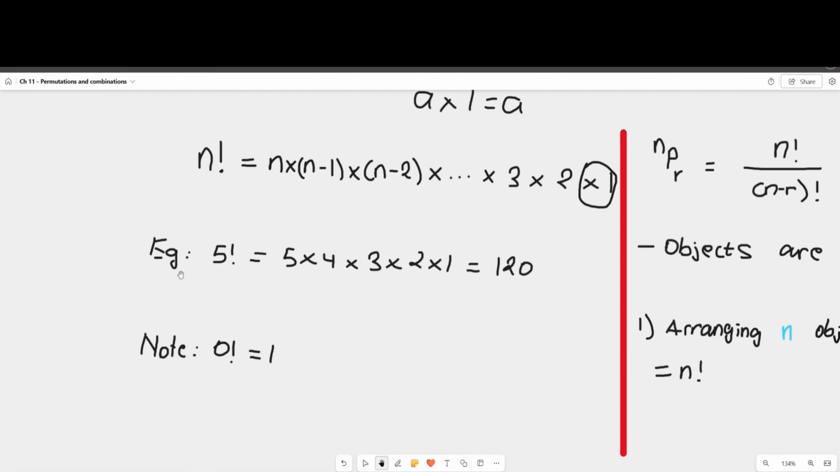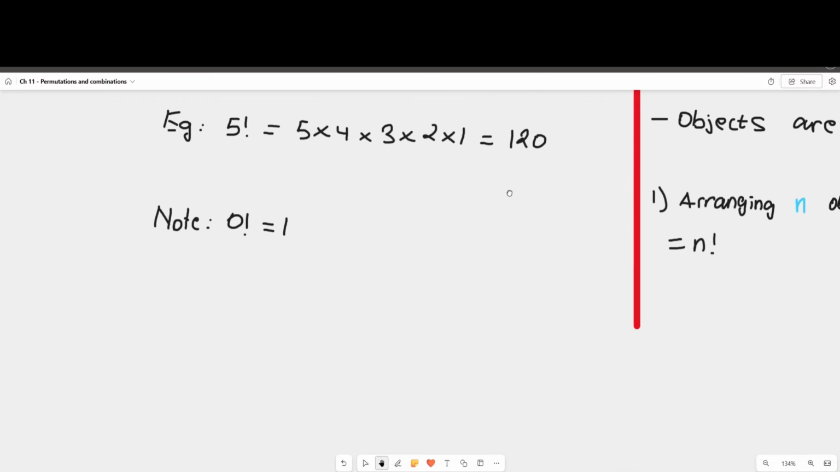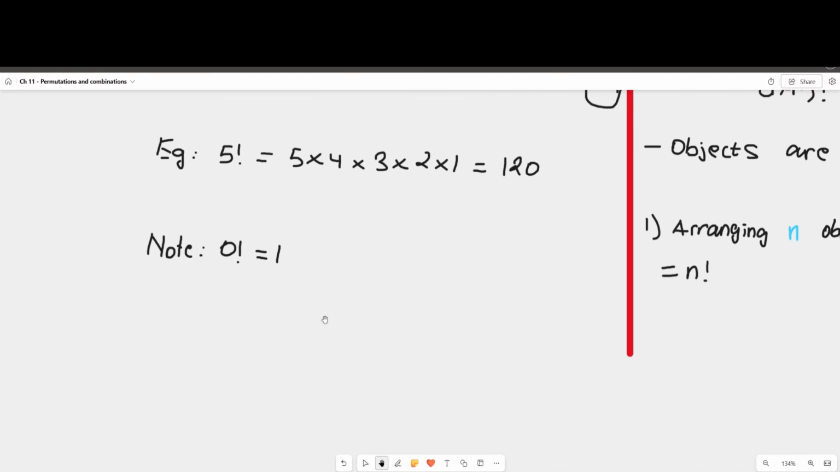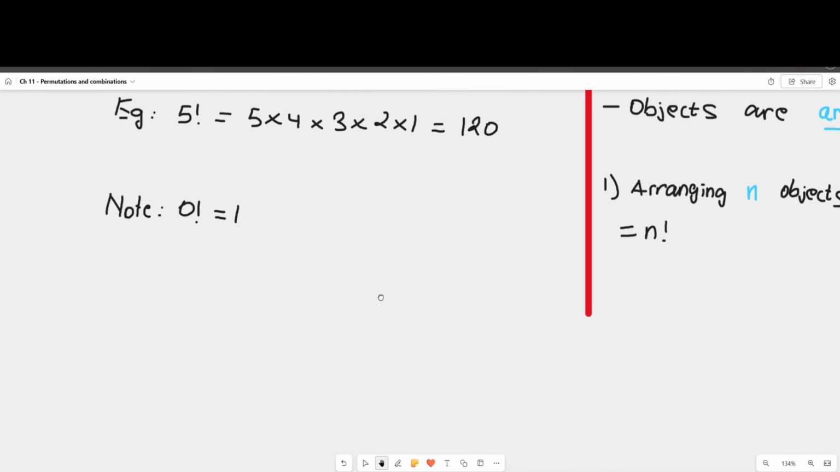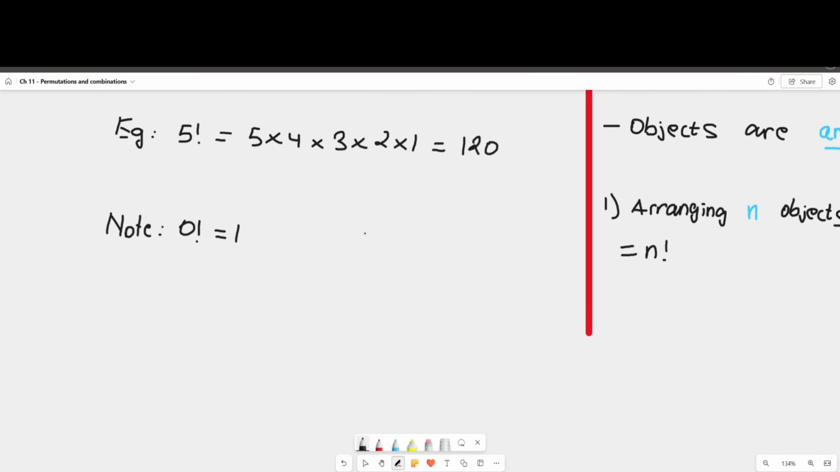So if we look at an example of, let's say, 5 factorial, it's 5 times 4 times 3 times 2 times 1, using the definition, and if we calculate this out we'll get 120. Now, an important note is that 0 factorial is equal to 1, which may seem confusing at first, but I can show you the proof for it.